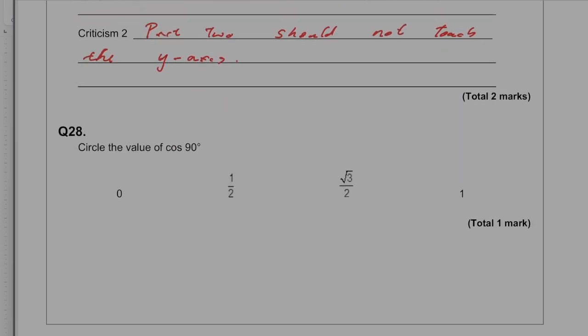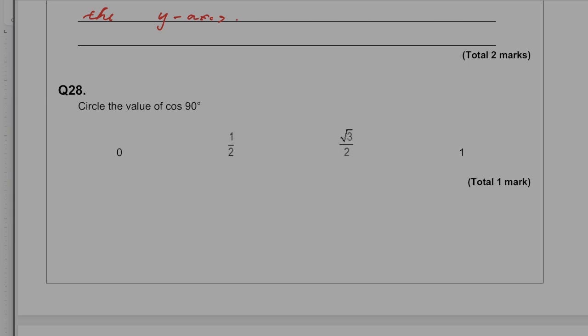Okay, question 28, circle the value of cos 90. So again, the cos 90 came on, and it was actually done twice, and it did badly in both parts. So we did the graph earlier, but this is the cos graph y, x, and it starts at 0, 90. So the value would be 0.